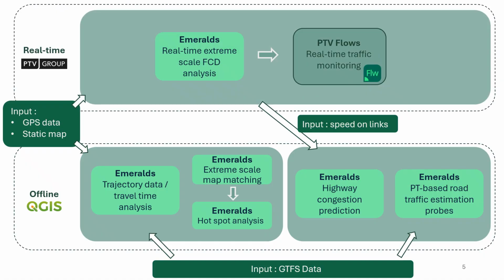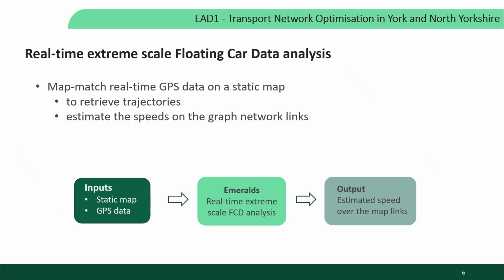Now let's take a closer look at the real-time component of the work. In this part, we use the MOLD real-time extreme scale floating car data analysis. The module performs a real-time map matching of GPS data to a static map, trajectory reconstruction, and speed estimation on network links. This enables near instantaneous insights into traffic conditions across the network. The real-time FCD module requires a static map, device ID, timestamp, and coordinates, so the GPS data is ingested as a real-time data stream, while the map is loaded as a static input.